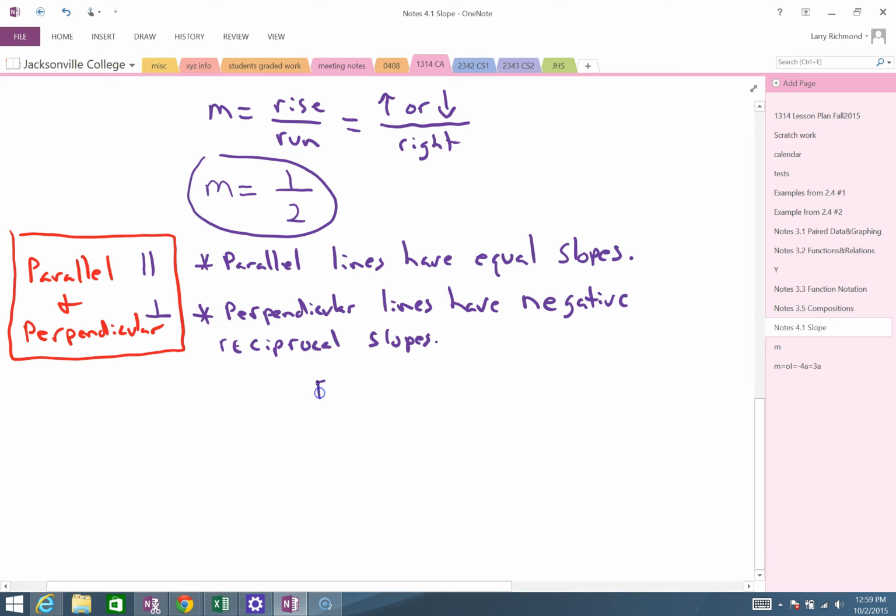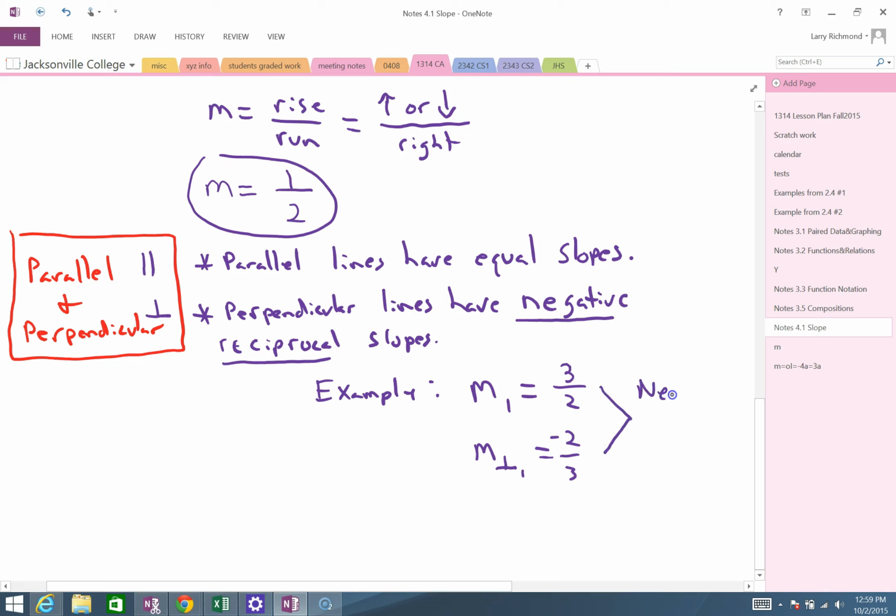For example, an example of negative reciprocal. If slope 1 is 3 over 2, then the slope of a line that's perpendicular to that number 1 is going to flip this number over, 2 over 3, and make it negative. Negative reciprocal means flipped and changed. Okay, these two are negative reciprocals.